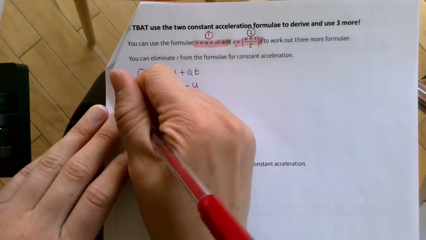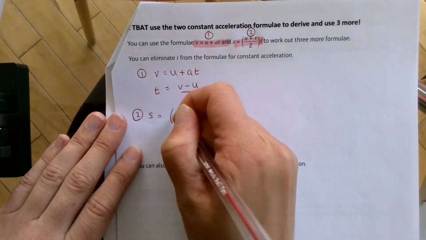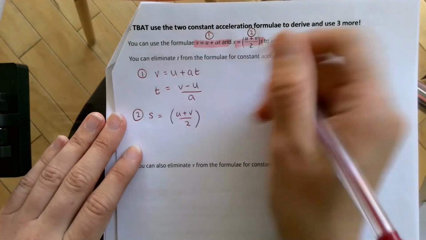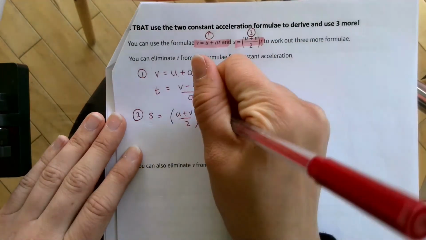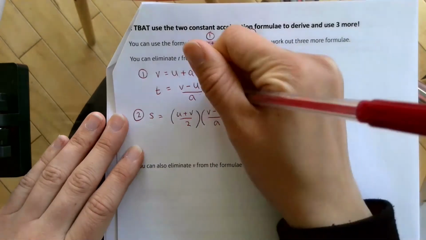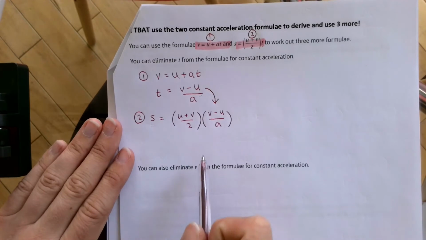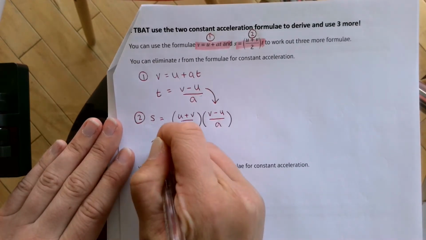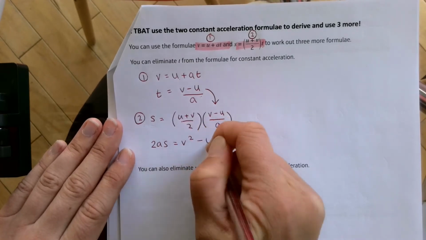Now I'm going to sub that value for t into the second formula. The second formula was s equals (u plus v) over 2 multiplied by t. Instead of t, I'm going to sub in what we've just arranged, (v minus u) over a. All I've done is sub in a value for t. Now I start multiplying out and rearranging. If I multiply by 2a, I can bring the 2a to the other side, so 2as is equal to, if I multiply out those brackets, it's a difference of two squares, v squared minus u squared.